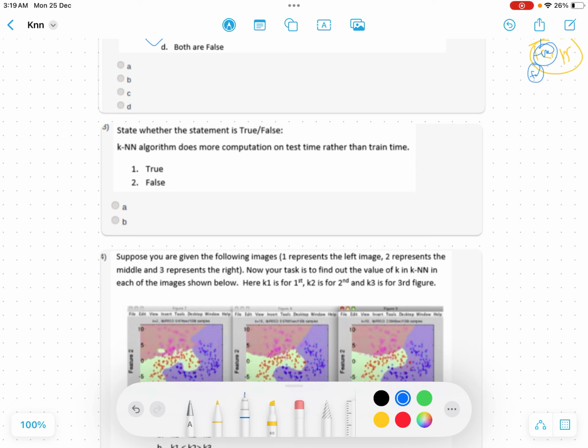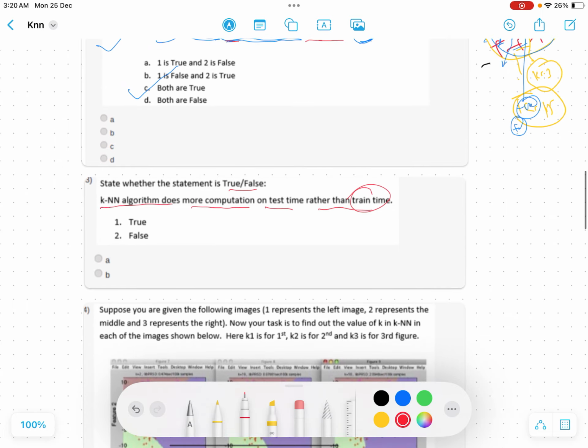Okay, let's look at this question number 3. State whether true or false. So, KNN algorithm does more computation on test time rather than the training time. I explained this, right? So what happens at the train time? At train time you have to do nothing. You just store the vectors, store the coordinates, at the train time.